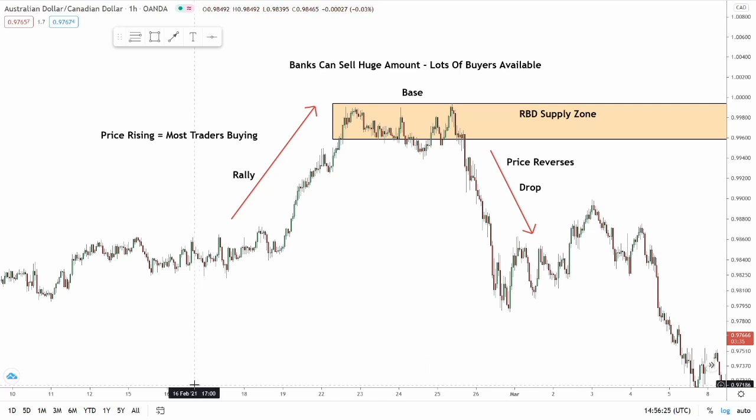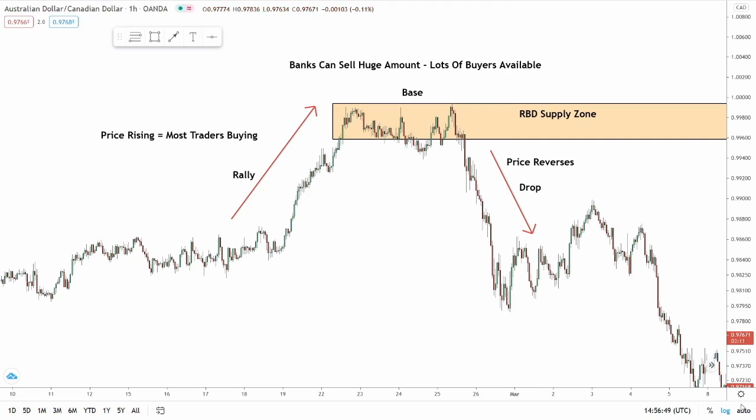As you know, these zones initiate the start of new swings and form after price has already been moving in the opposite direction. In our case, price was rising. Then it reversed and a new downswing began, creating a supply zone. Of course, if price is rising, most traders are buying. That's why it's rising. So the banks can sell in much higher quantities, more buyers are free, causing a stronger supply zone to form. Remember, the banks need buyers to sell.